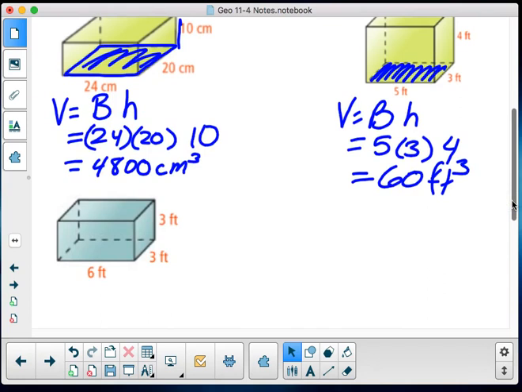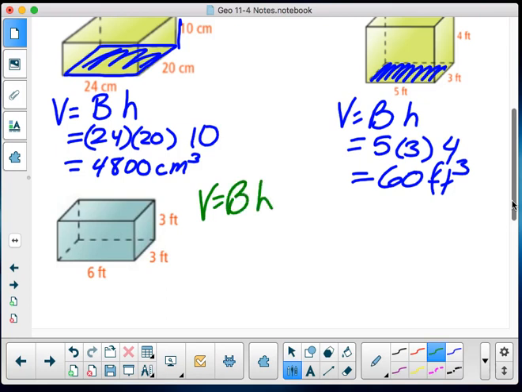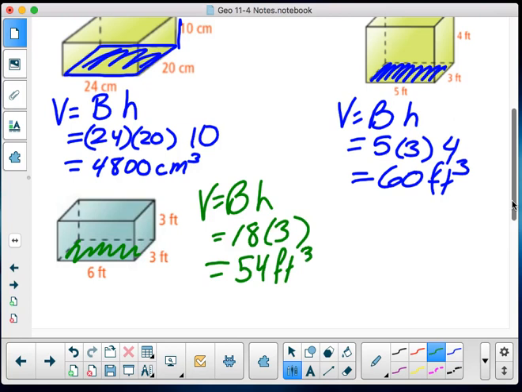It's your turn. Turn me off and do the third one. Remember, area of base times height, you get volume. Okay, welcome back. Volume is equal to area of base. My base area, 6 times 3, is 18. My height is 3. It's 54 feet cubed.